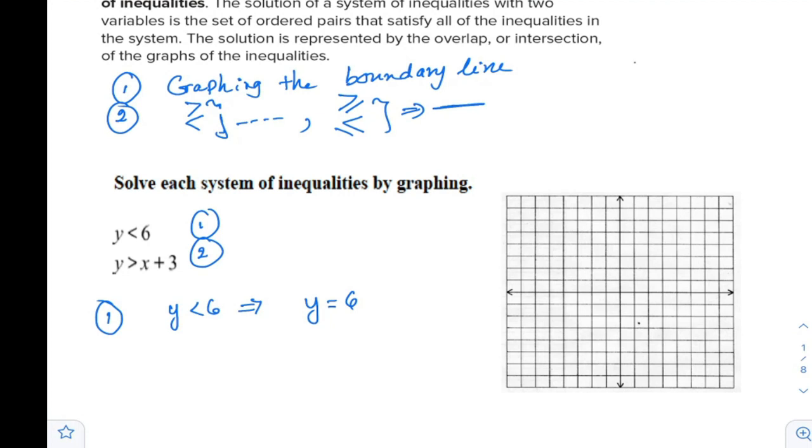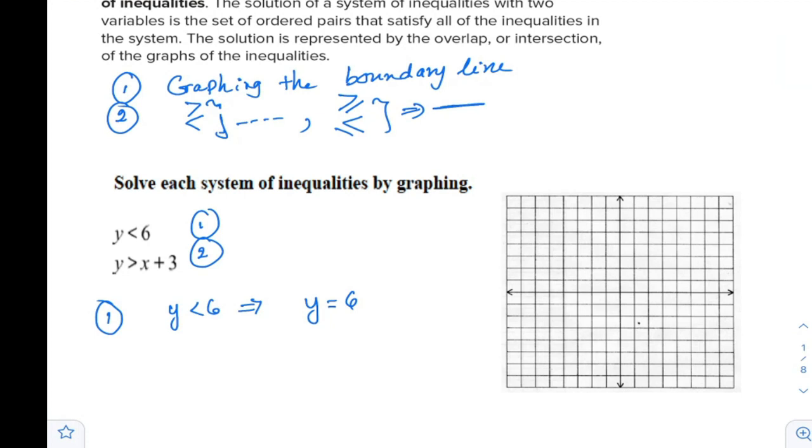Remember, in the inequalities on the number line, we were putting an open circle to indicate that the point is not included in the solution. For example, here, this is x greater than 2. And if we want to include the 2, we put the equal sign. Here, because we are graphing lines, we will consider the solid and the dashed line only. So let's start by doing the first step.